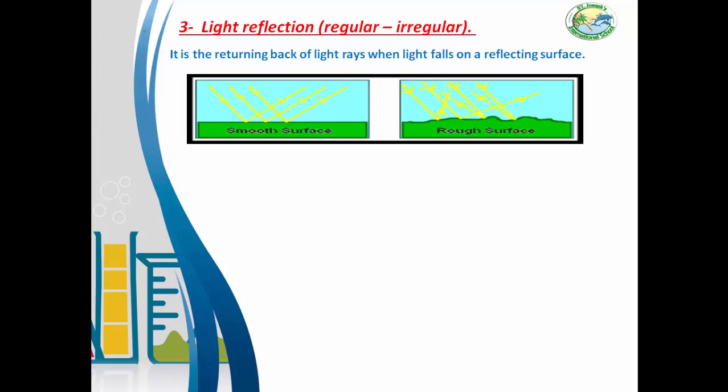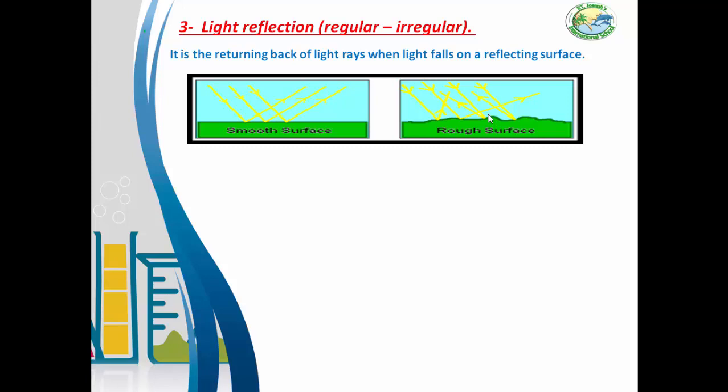The second type of reflection is irregular reflection. Irregular reflection happens when light falls on a rough surface, where the light rays are reflected in many directions. Like what happens when light rays fall on white paper, which is a rough surface.